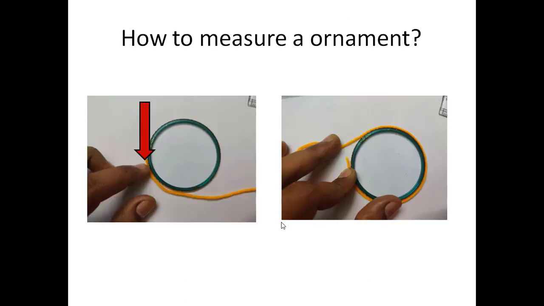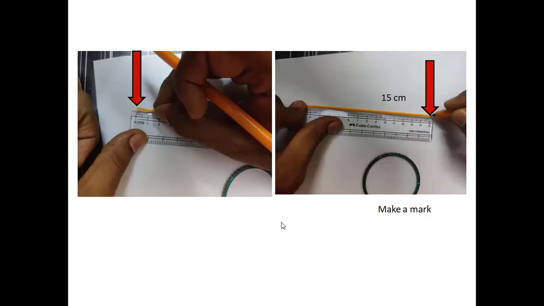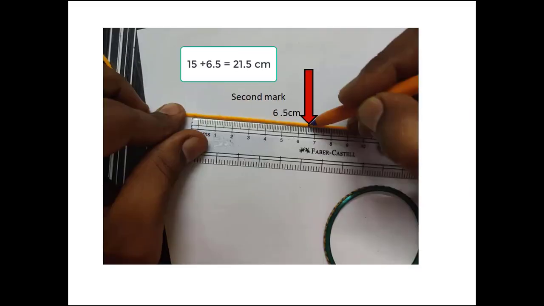How to measure an ornament which is a curved line? This is the first point A, which has to be used with the string, and this is the second point B, which has to be bent along the ornament, and it should be taken to the scale. With the A and B points, the string is placed on the scale and the total measurement is 15. If it is more than 15 centimeter, again we need to extend the string, and from point B to point C we again need to measure from the 0 of the scale. So it is 6.5 centimeter. Totally 15 plus 6.5 equals 21.5 centimeter.